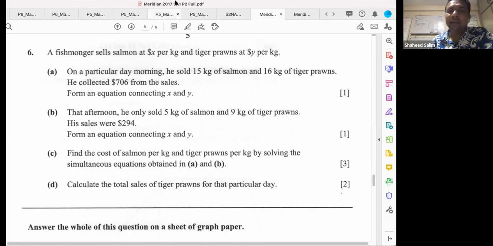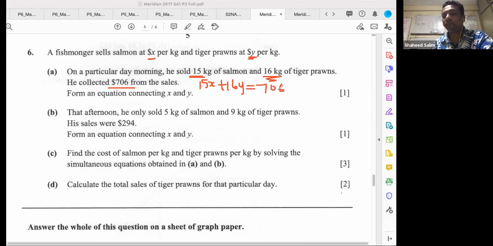Okay, so down here, let us go step by step. 1 kg is X dollars for salmon. 15 kg is 15X, 15 times X. That is for 15 kg of salmon. Then what about tiger prawns? It is the same thing. 16 kg of tiger prawns, 1 kg is Y dollars, so 16 kg is 16 times Y, 16Y. So this is the amount of money he should collect. And they tell you he collected $706, so you write equals to 706. Don't use the dollar sign, just put it like that.